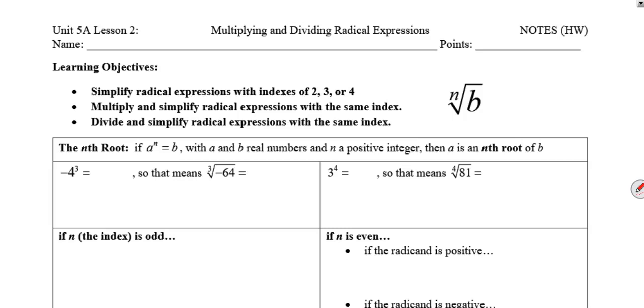Okay, welcome to Unit 5A Lesson 2, Multiplying and Dividing Radical Expressions. The learning objectives for this video are to be able to simplify radical expressions with indexes of 2, 3, or 4, and we're going to look at a fifth root as well. We're also going to look at multiplying and dividing to simplify radical expressions with the same index, and sometimes when the indexes are different.